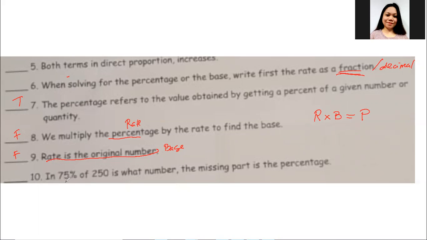In 75% of 250, if in what? In 75% of 250 is what number? The missing part is the percentage. I think this is if 75% of 150 is what number? The missing part is, oh, okay. So I guess in this problem, 75% of 150 is what number? The missing number is the percentage. Okay, so the percent sign, that's your rate. After the of is the base. So therefore, we're looking for the percentage. So therefore, this is true. All right, let's move on.